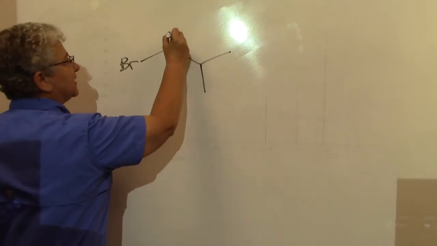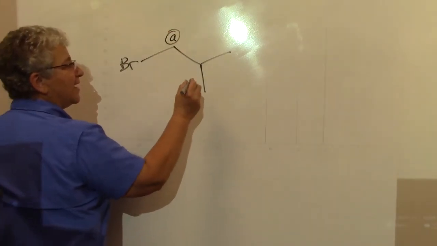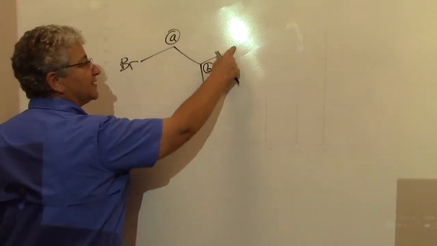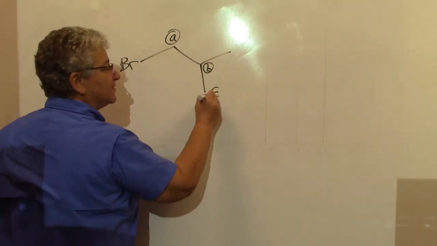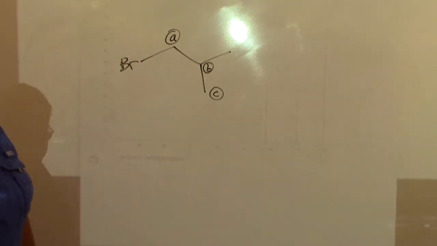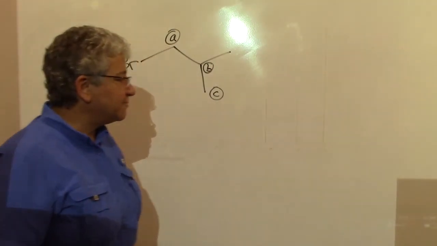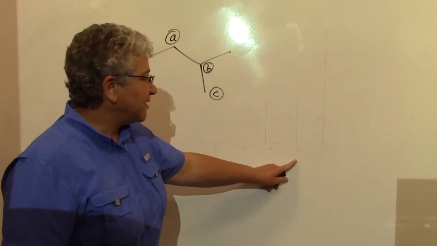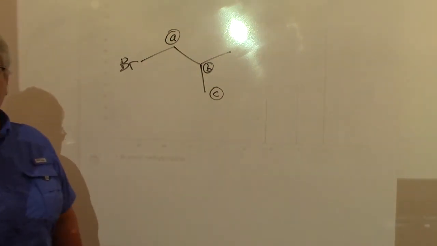I'm going to label, for simplicity's sake, that as carbon A. I'm going to label that as carbon B. And I do recognize that these two methyl groups are the same as each other, so I'm just going to label them C. And so I expect to see 3 peaks. I do see 3 peaks. I have a peak at about 21 ppm, a peak at about 31 ppm, and a peak at maybe 42 ppm.